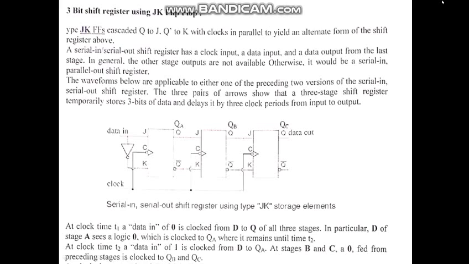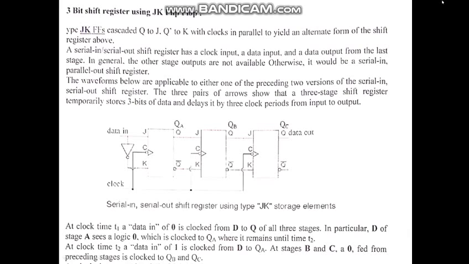Now the 3-bit shift register is as shown below using JK flip-flops. These JK flip-flops are cascaded, Q to J and Q bar to K, with a clock in parallel, which leads to an alternate form of the shift register. A serial input serial output shift register has a clock input, a data input and also a data output. In general, the other stage outputs are not available; otherwise it will be a serial input parallel output shift register.